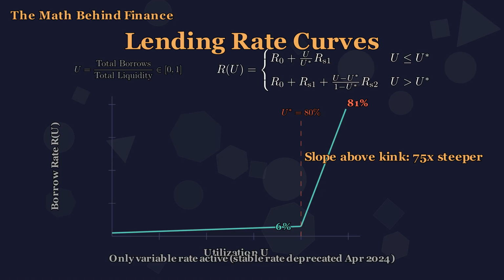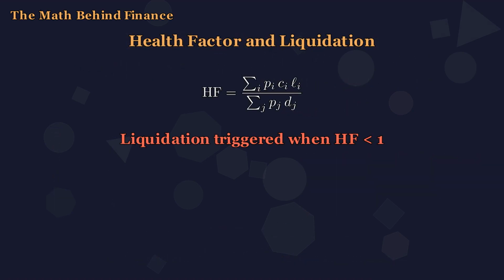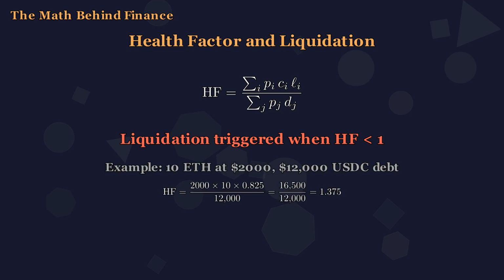But what happens when a borrower cannot repay? That is where the health factor comes in. The health factor is the ratio of collateral value, weighted by liquidation thresholds, to total debt. Take our example. 10 ETH at $2,000. Liquidation threshold 0.825, against $12,000 of debt. The health factor is 1.375, safe.